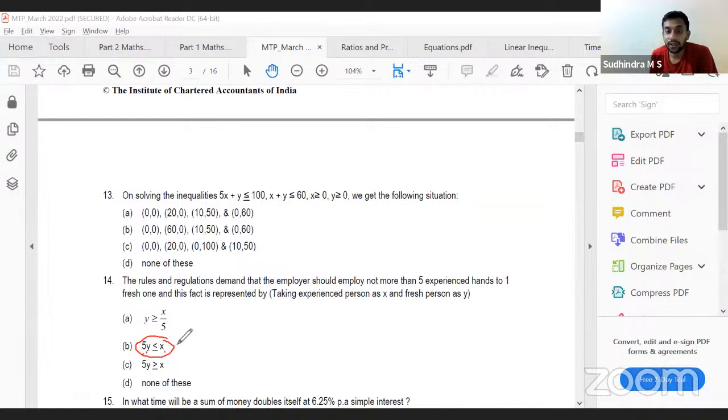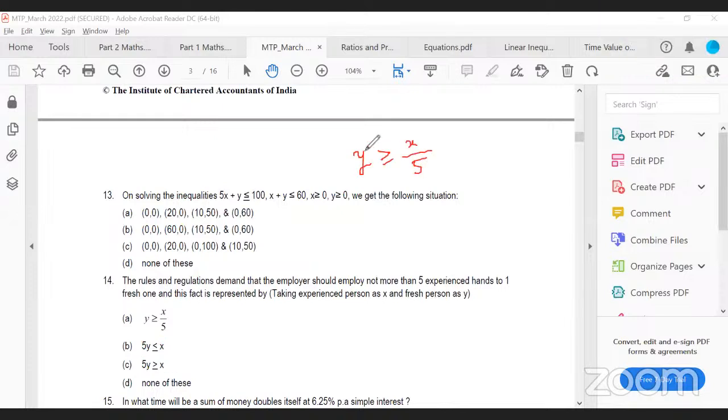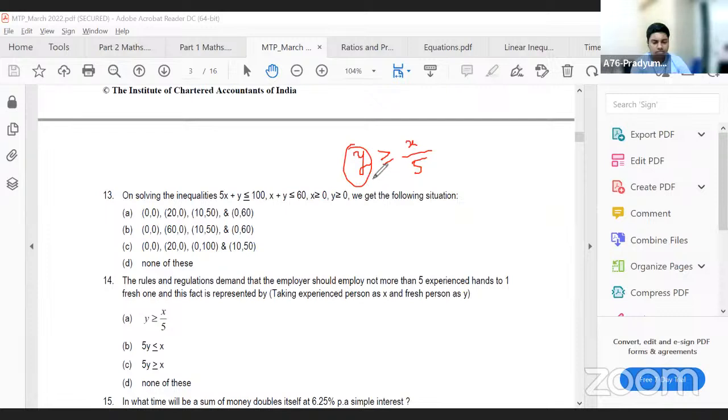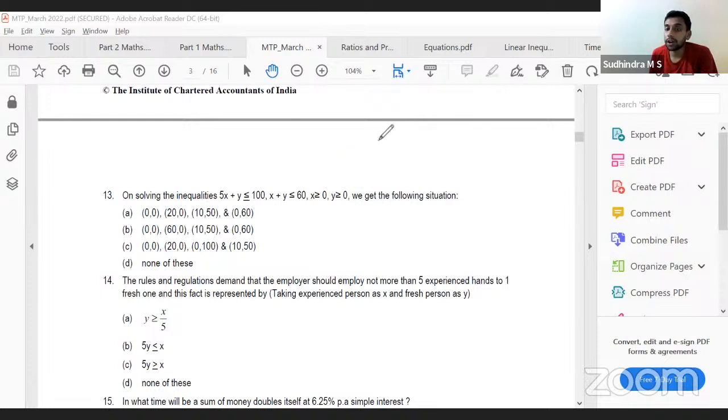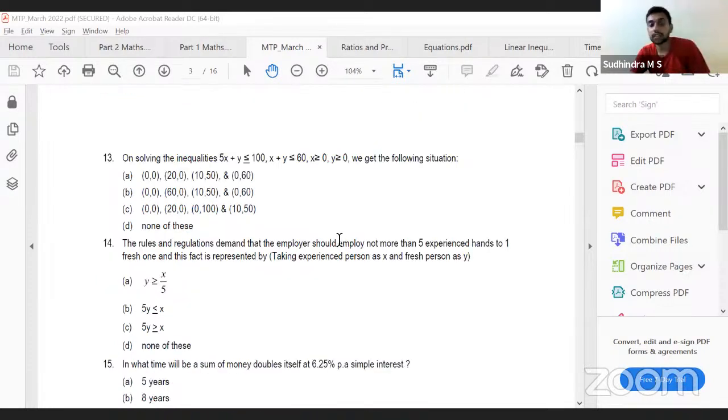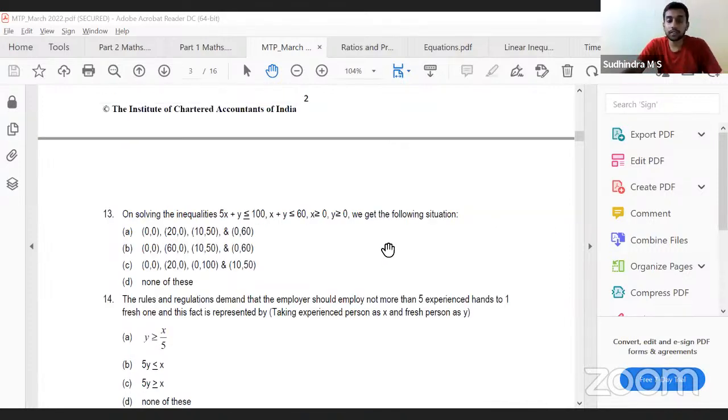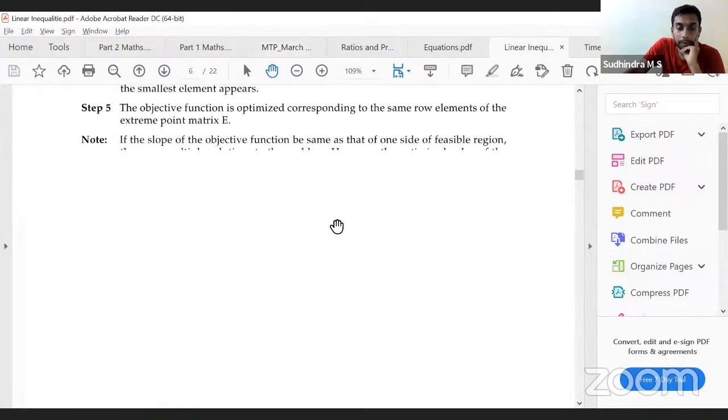No, that cannot happen. So it should be y greater than or equal to x plus y. Y is fresh, so the number of fresh should always be greater than or equal to experienced divided by 5. Or it could be 5x less than or equal to y. That is also possible. That's all. So this is inequalities. We'll look into that LPP problem.